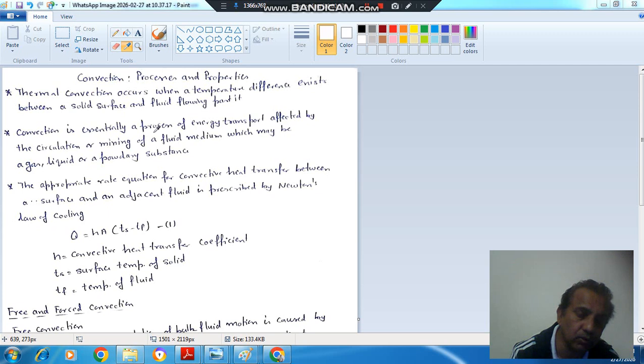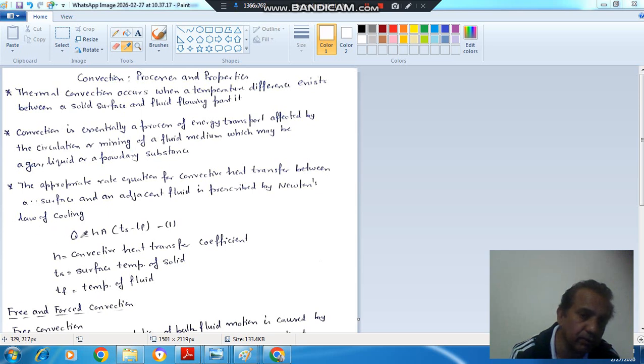And now, when it gets heated, then a new lump of fluid should come in contact with this heated surface so that a continuous process can be maintained. So it means circulation or mixing of fluid is essential in convection because the heat transfer takes place due to the motion of the fluid. Okay. So convective heat transfer is given by Newton's law of cooling.